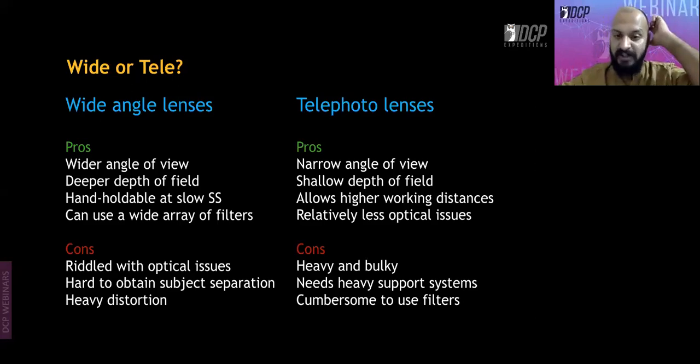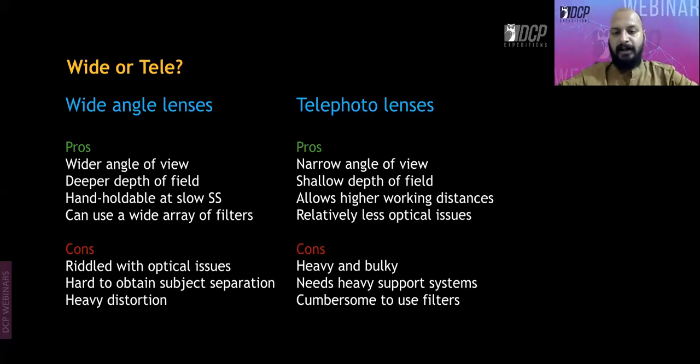And the pros of telephoto lenses are the narrow angle of view and the shallow depth of field. Narrow angle of view basically gives you the zoom. I'm pretty sure that many of you might have been asked this question by a layman looking at your big lenses, how far can this lens see. So this narrow angle of view is what is responsible for the zoom. Now the shallow depth of field helps you in separating the subject from the background.